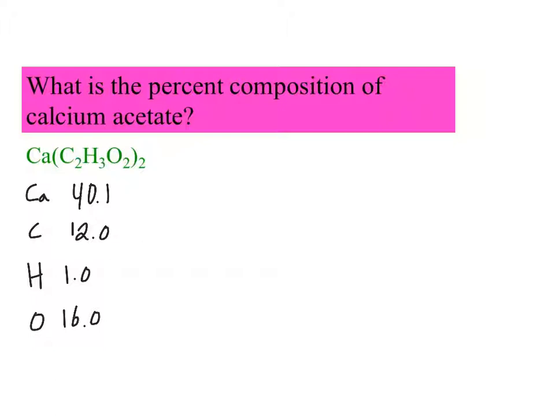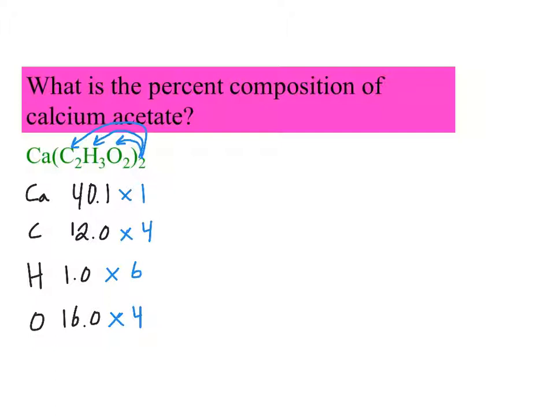I multiply by the number of atoms of each element. Calcium, I have just 1. Carbon, I don't have just 2, because the 2 over here distributes to each element. So I actually have 4 carbons. 2 times 2 is 4. I'm going to have not 5 hydrogens. I multiply the 2, so I'm going to have 6 hydrogens. 2 times 3 is 6. And then on the last one here, oxygen, I'm going to have 4 oxygen.